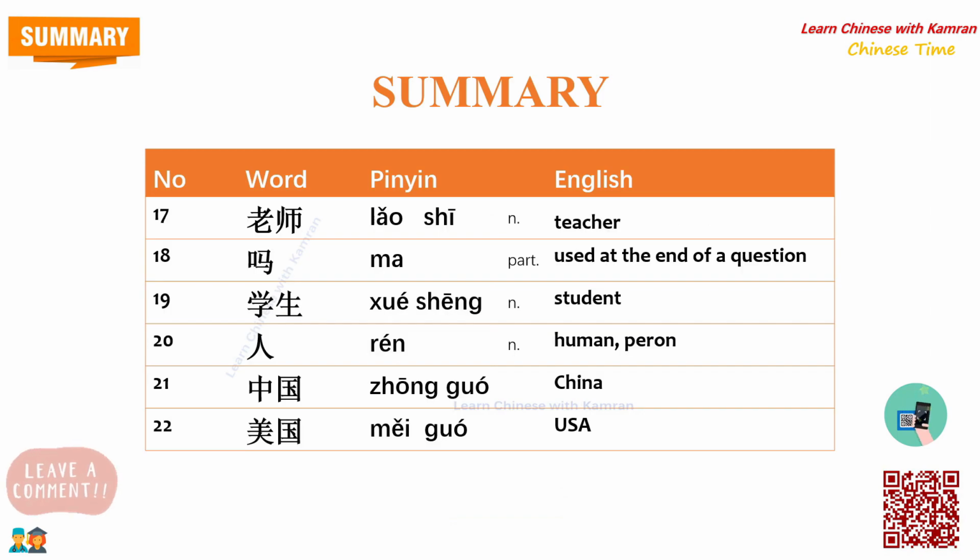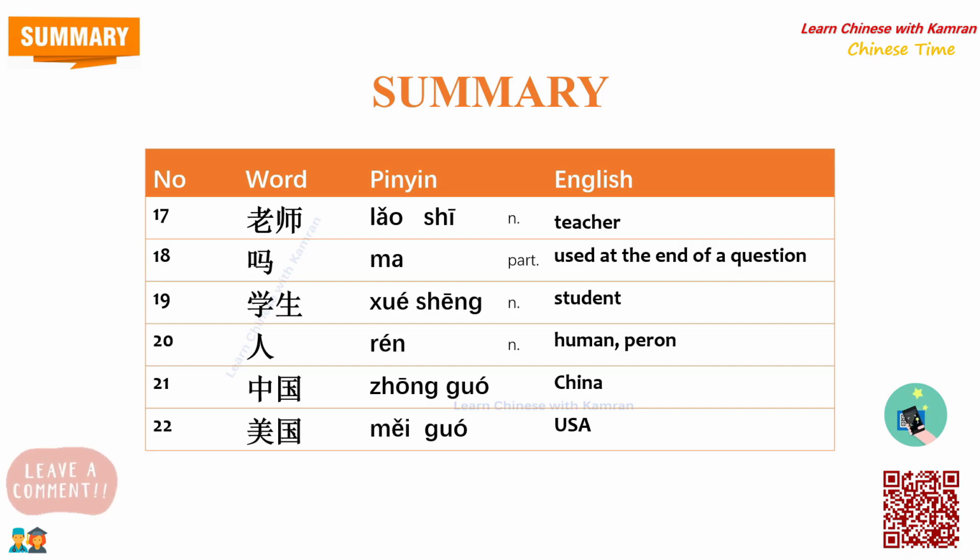Our next word is 老师. 老师 is teacher. 吗. Ma is used at the end of a question. So if you see this word ma in a sentence, it shows that the sentence is a question. It is not a statement.